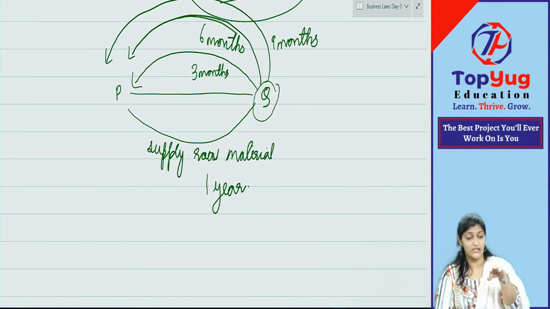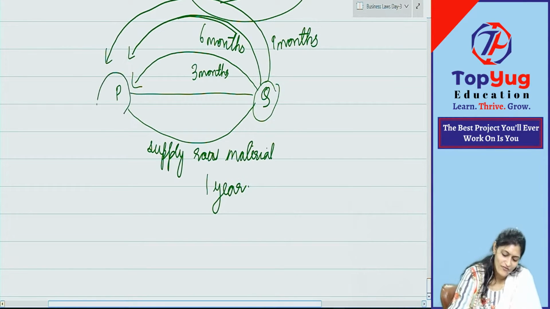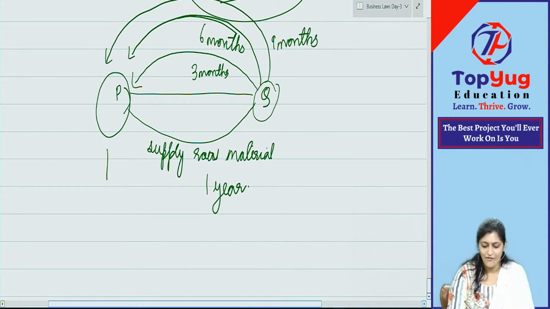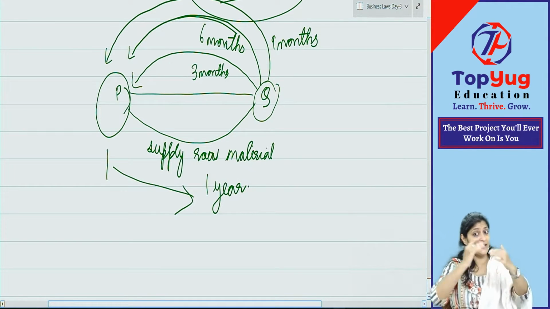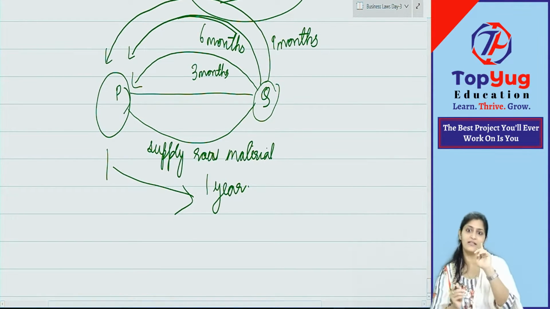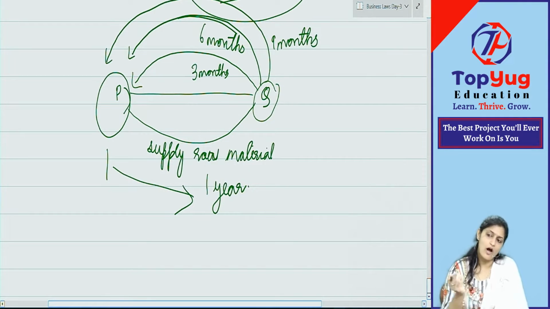Now here if you see, how many times is the offer made? Offer is made only once for 1 year. But it can be accepted any number of times during that 1 year. Any number of times it is accepted, a new contract comes into existence. How many contracts here are coming into existence?